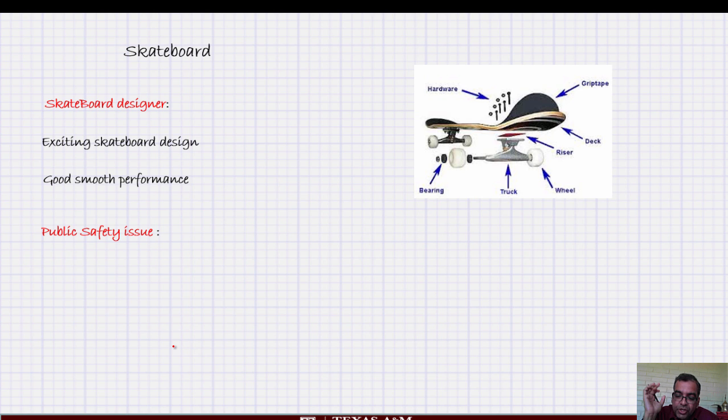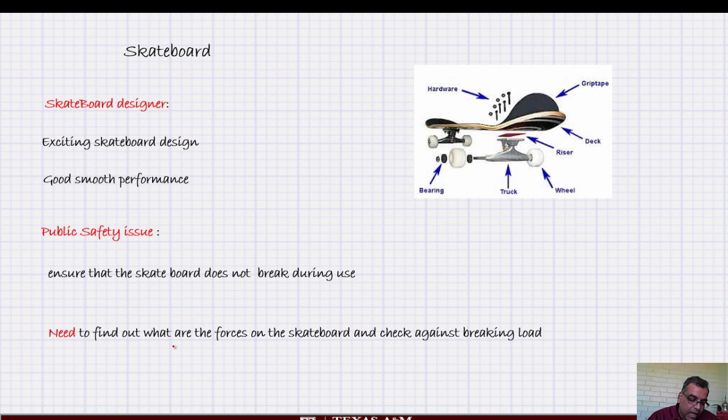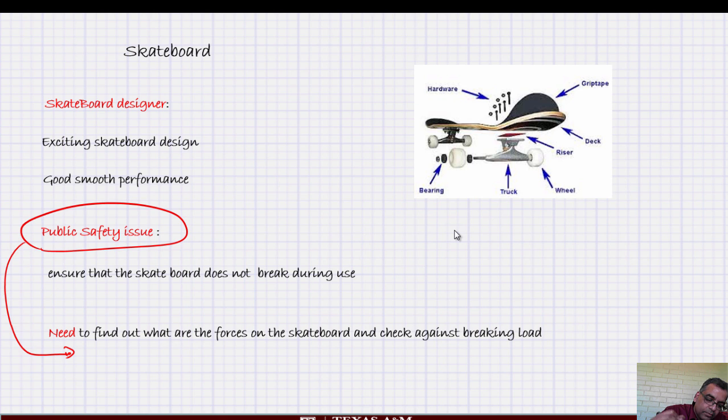There is a public safety issue, which is that we have to ensure the skateboard does not break during stunts, during use. In order to satisfy this, we need to find out what the forces on the skateboard are and check against the breaking load. How much is the force and what's the breaking load? We have to check that and figure out whether it is safe or not. Okay, so this is our task. This is why we need to do free body diagrams. All the structural analysis comes here.